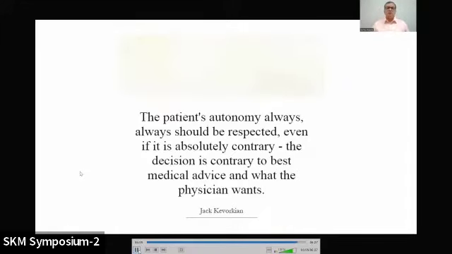So the patient's autonomy should always be respected, even if the decision is absolutely contrary to the best medical advice and what the physician wants.